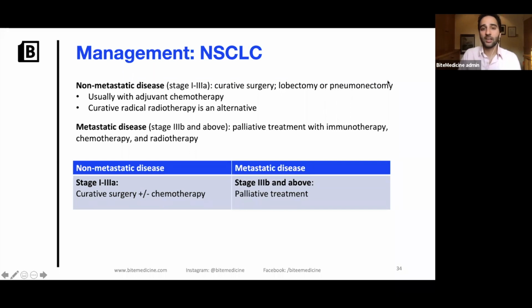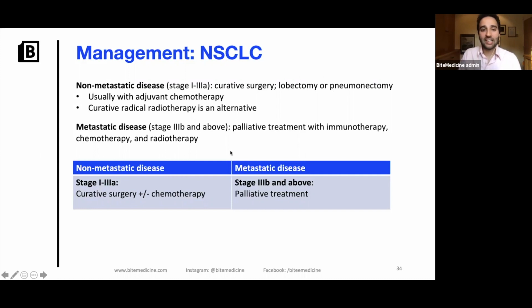So you're normally going to operate on the patients that fit into this category, and you normally give adjuvant chemotherapy. So after you've operated, you can give them a little bit of chemo as well. But particularly in patients that aren't fit for surgery, for example, with other comorbidities, you can do radical radiotherapy with the intention of cure. But on the whole, surgery is preferred.